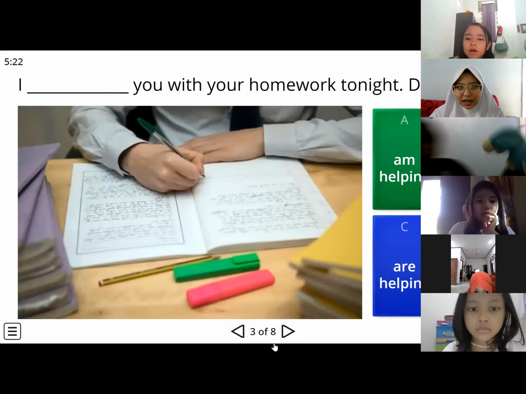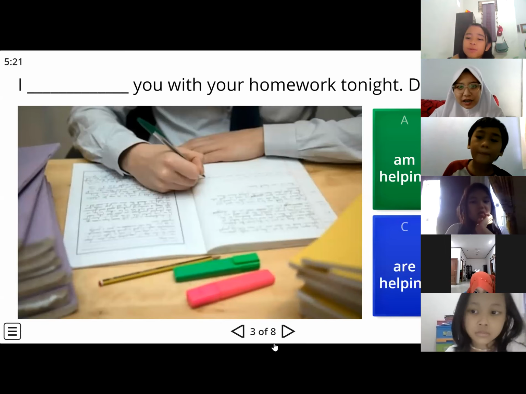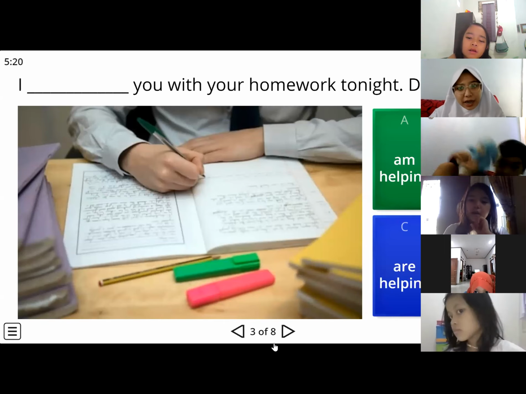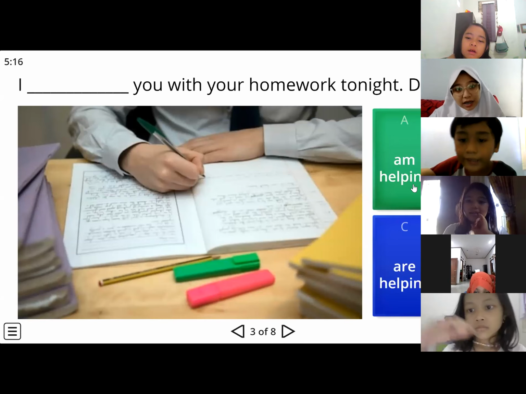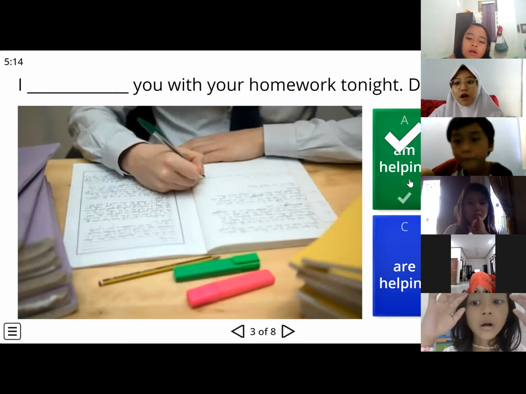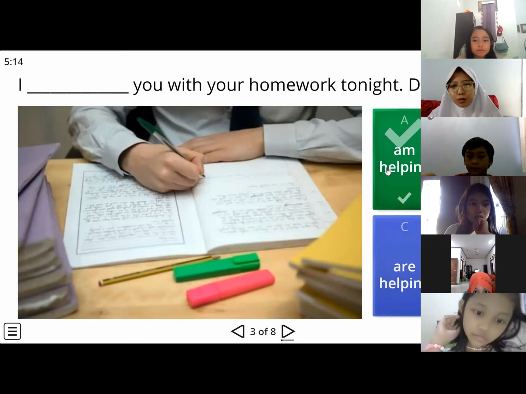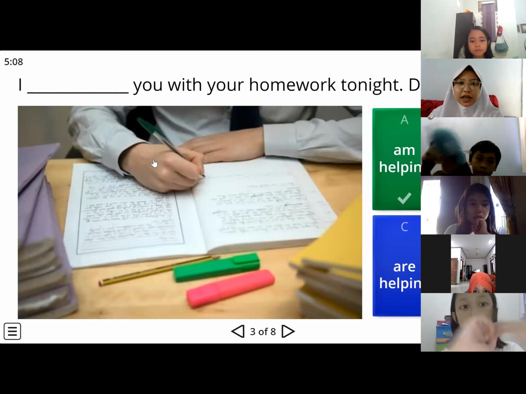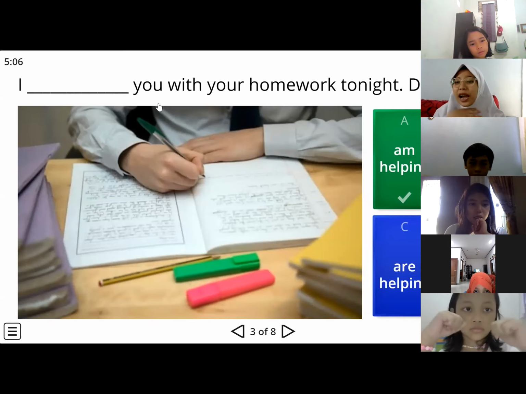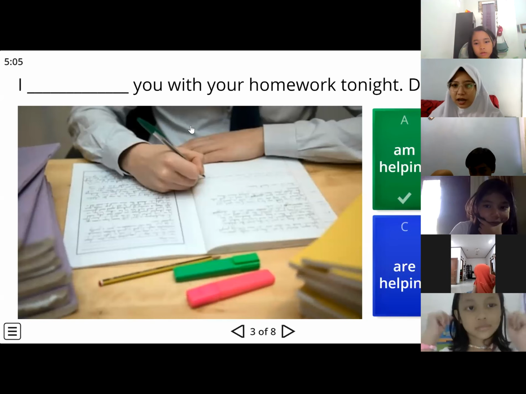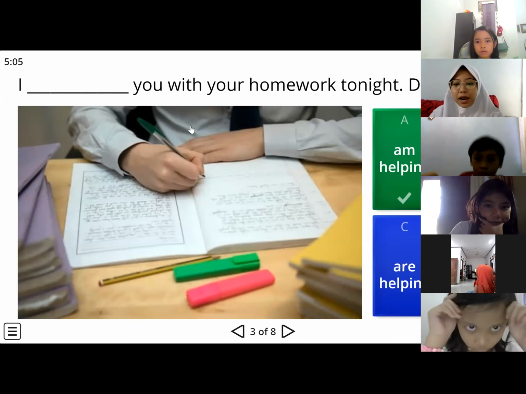What is the answer? I'm helping. I am helping you. A. Good job. I am helping you. It means I will do that. I will help you tonight. Right? That's why you say I am helping.